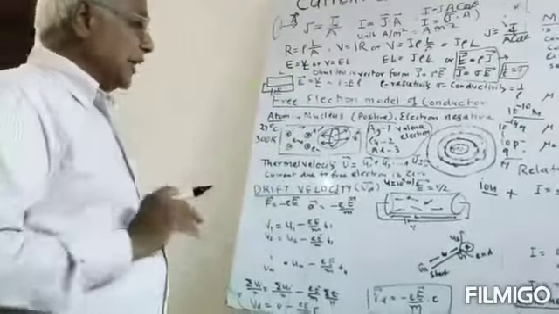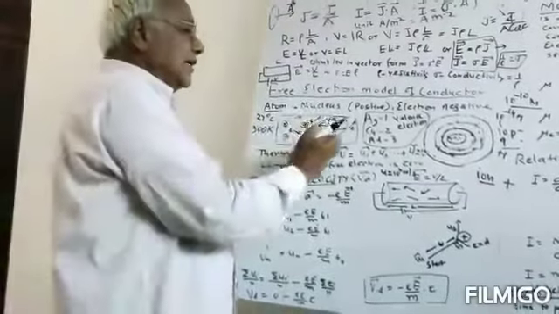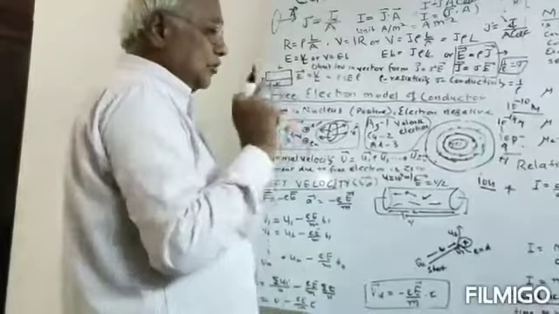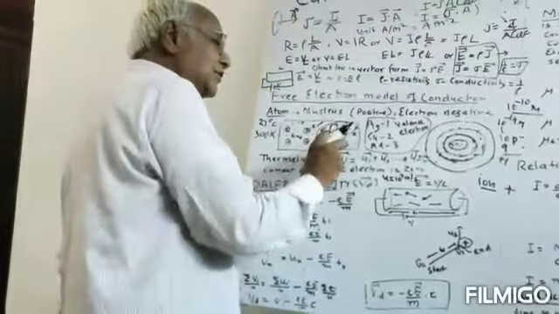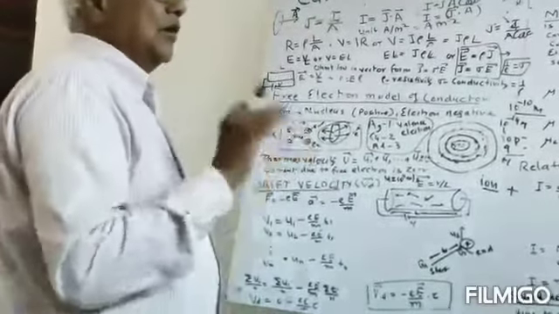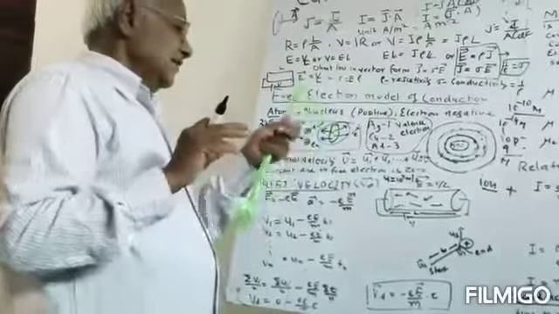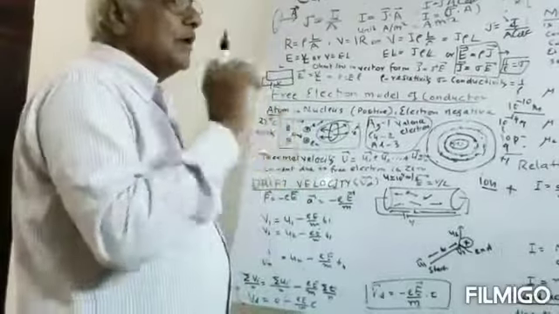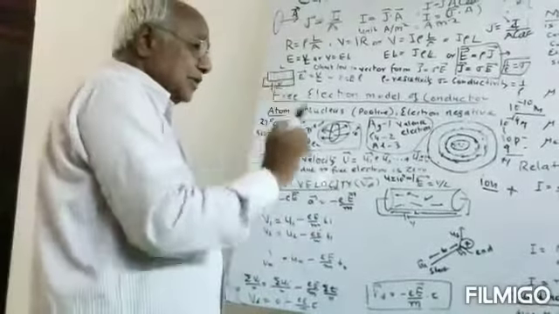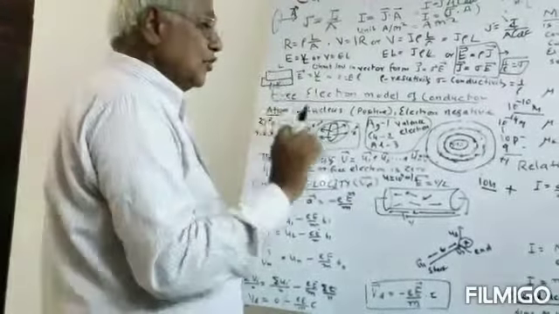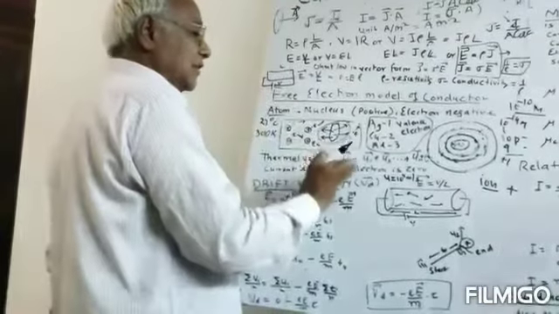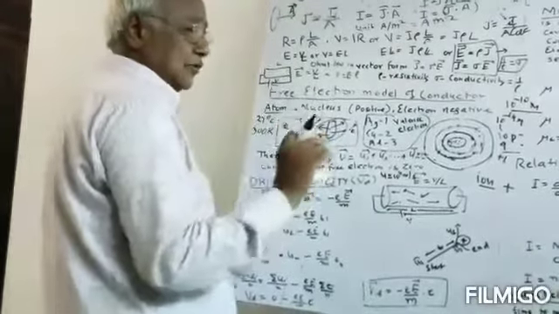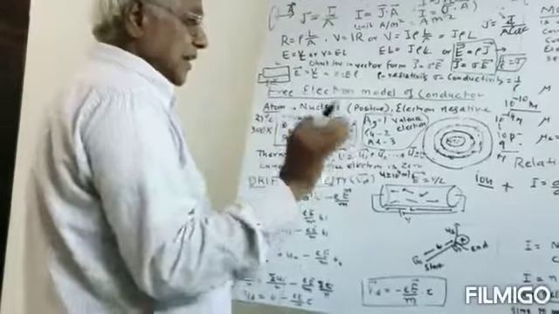So there will be no current, although the free electrons are moving randomly, because the motion of the electrons is not in a particular direction. The motion of the electrons is random, so the net velocity of these free electrons is 0, because velocity is a vector quantity.